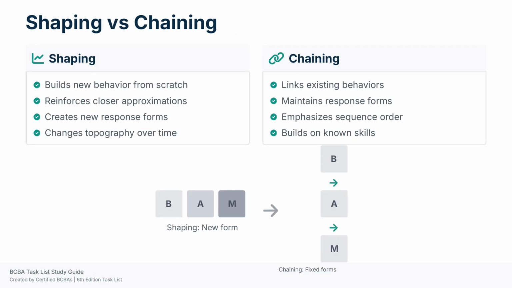A very important distinction for BCBA learners is the difference between shaping and chaining. Shaping is used to build new behavior by reinforcing closer and closer approximations. Chaining is different. Chaining is used to link together existing behaviors into a sequence. For example, if a learner already knows the individual steps of hand washing but needs help performing them in order, that is a chaining problem. But if the learner does not yet have a particular response form at all, and we are building that response gradually, that is shaping. So shaping changes behavior form or quality, while chaining organizes known responses into a functional sequence.